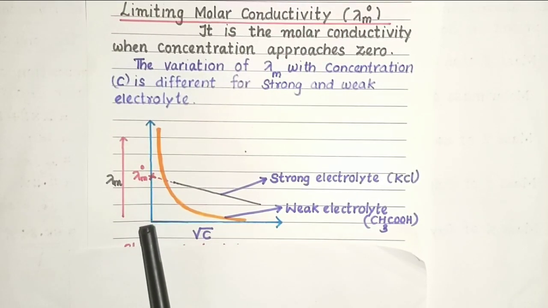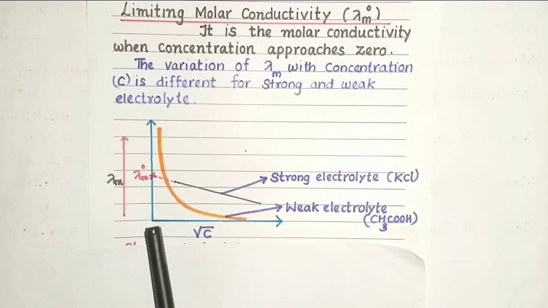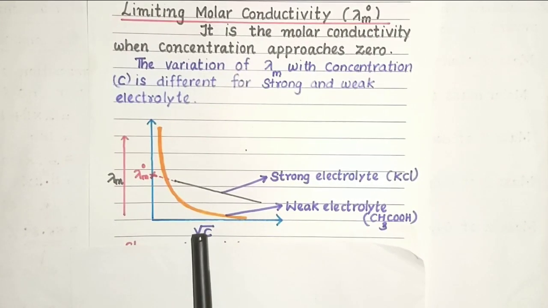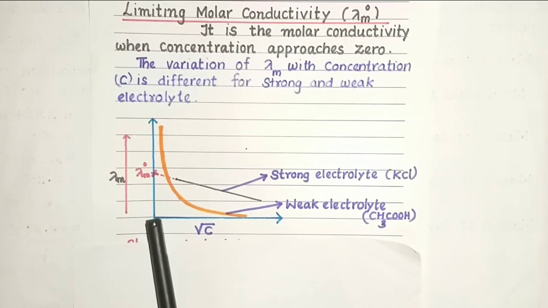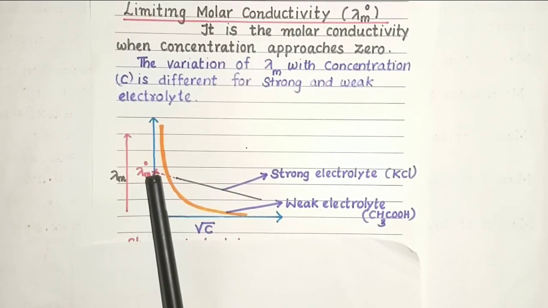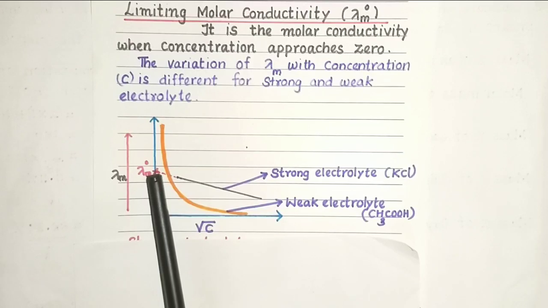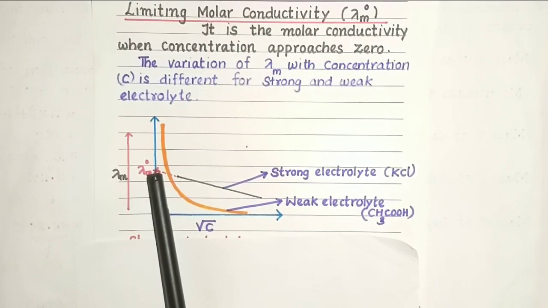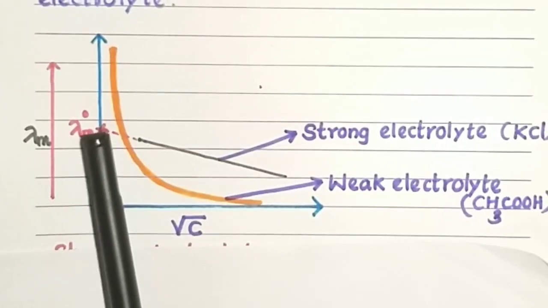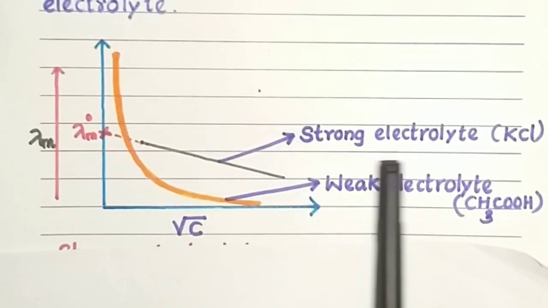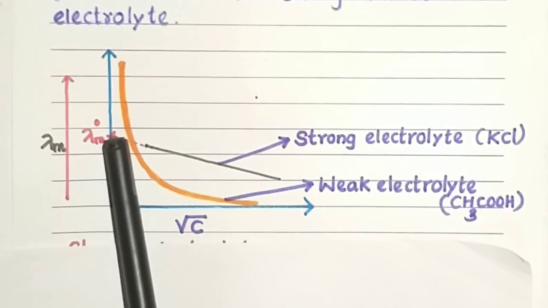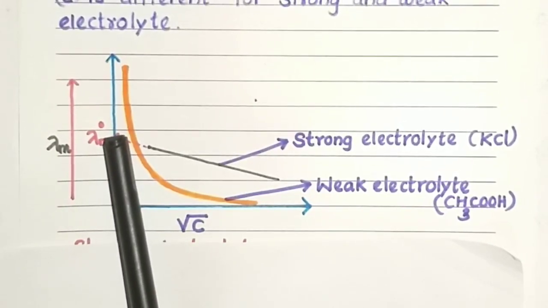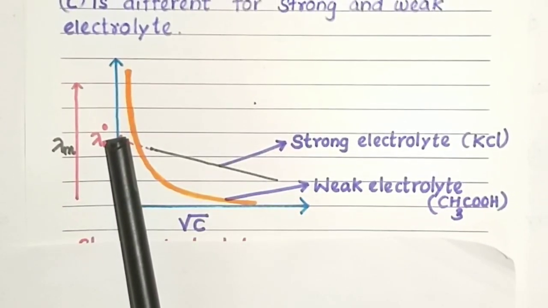At that time the concentration becomes zero. On the x-axis is the concentration, so here the concentration approaches zero. This is known as limiting molar conductivity. So from this graph we can find out the limiting molar conductivity of a strong electrolyte, because it is a straight line. On extrapolating, it touches the y-axis, and that is the value lambda m 0.